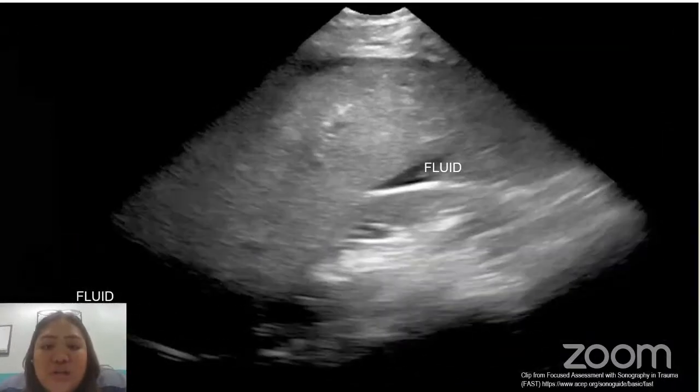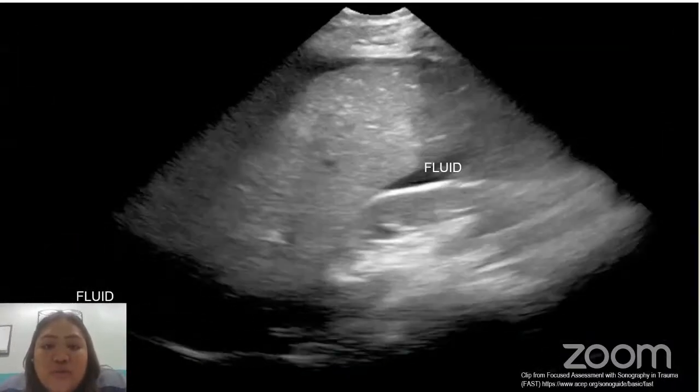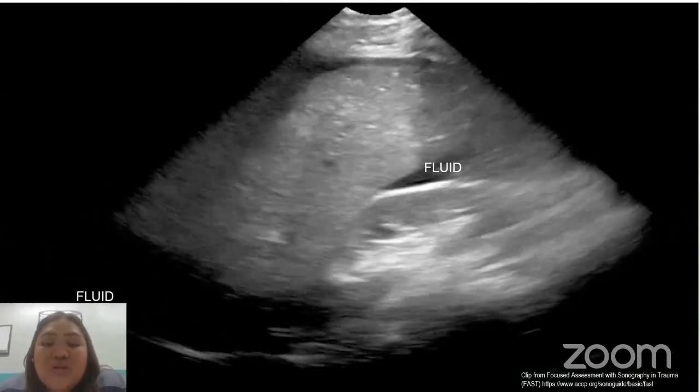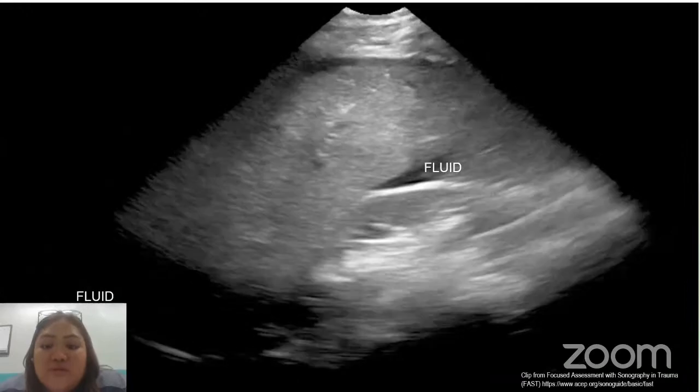So I have a short clip here that shows that there's free fluid in the Morrison's pouch in the subhepatic space. This type of image is considered a positive hepatorenal view.